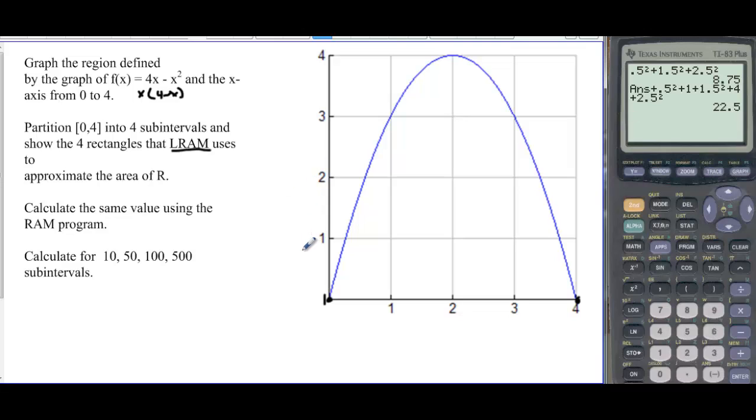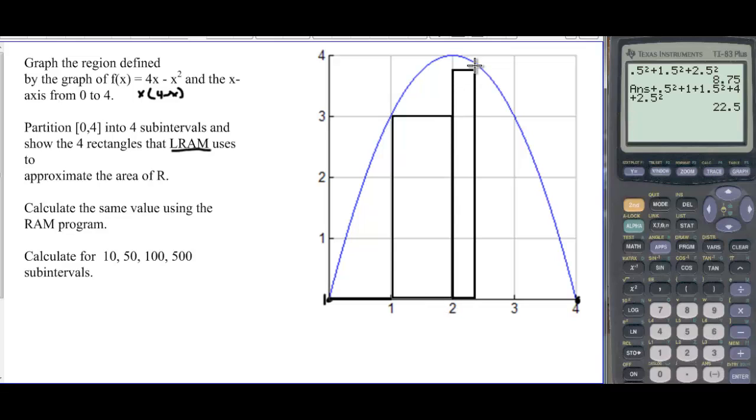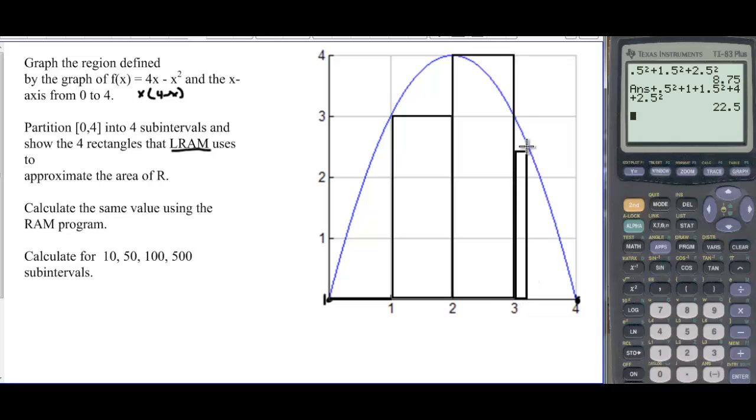Now we're supposed to partition this into 4 subintervals using LRAM. We start on the left side, and the first rectangle has an area of 0. Then we go up, touch the left side, and here's our second rectangle. This one is going to go all the way up to the top and touch the left. And then this last one touches right there and goes to the right. So we have 1, 2, 3, 4 rectangles, and we need to add up the areas.